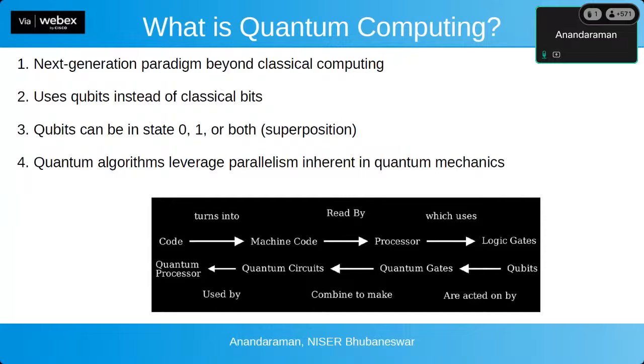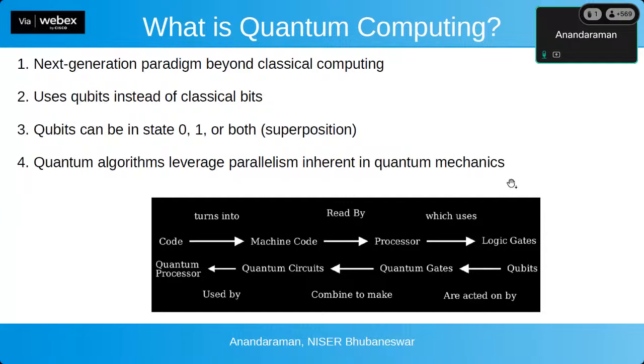Here we use qubits instead of classical bits. Qubits can be in 0, 1 or both, a superposition. That is actually how it uses parallelism. Quantum algorithms leverage parallelism inherent in quantum mechanics. Quantum mechanics is 100 years of science, and now we are using it for computing. So there are a lot of concepts.